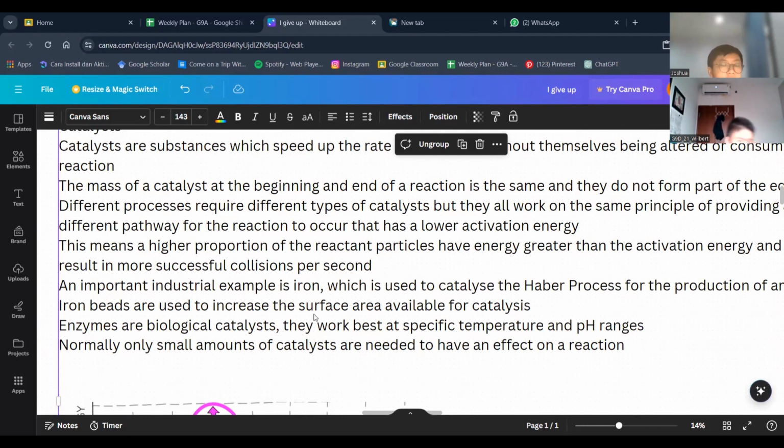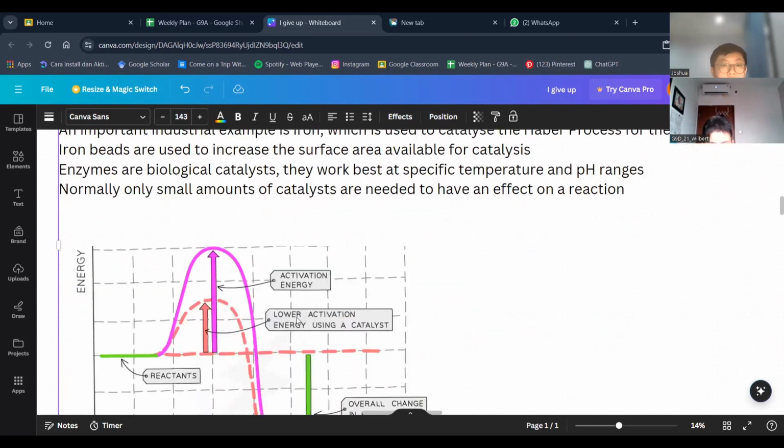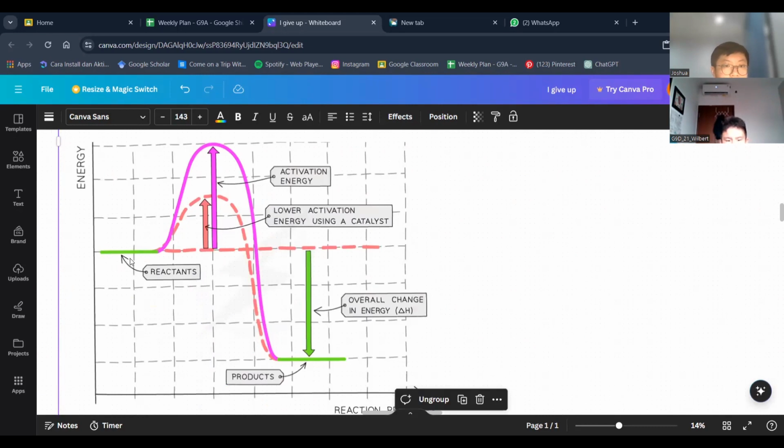Now, enzymes are biological catalysts. The difference between the ones we use here and biological ones is that we have biological catalysts in our body. As you can see here, the reactants and the products, the reactants have energy that goes above the activation energy needed. But lower activation energy is shown by the red broken lines after using a catalyst.